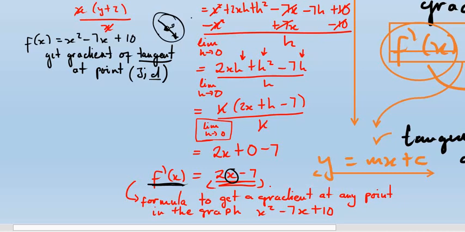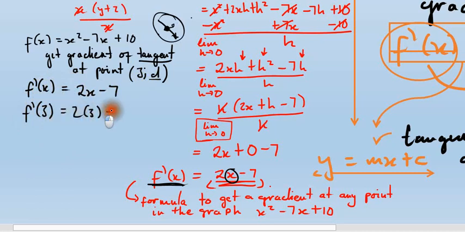So now I can just go and say, you know what, I know that I got a derivative formula which entails to me the gradient, so it's equal to 2x minus 7. So I'm going to say the gradient with reference to x equal to 3 is equal to 2 multiplied by 3 minus 7, which is equal to negative 1. So that means the gradient at point 3 is negative 1. I don't care about the y. Right there, you're done.